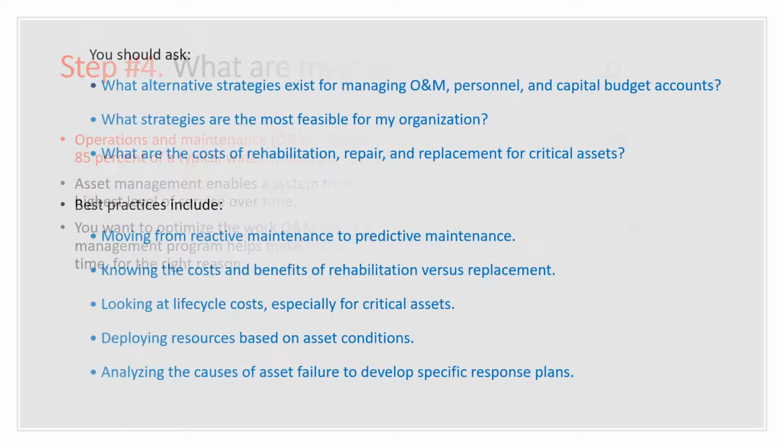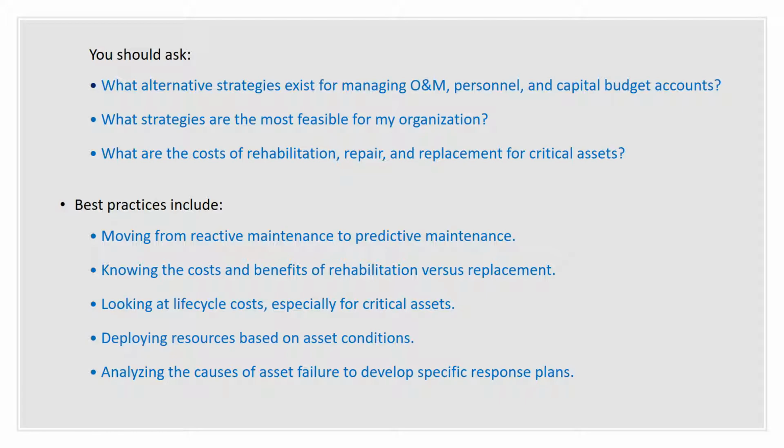So in step 4, you should ask, what alternative strategies exist for managing O&M, personnel, and capital budget accounts? There may be new things coming down. There is often better, cheaper, easier to use software that will give you information. It takes a little training and a learning curve, but once you're up and running, you generally get great gains in efficiency from adopting that as part of your asset management plan.